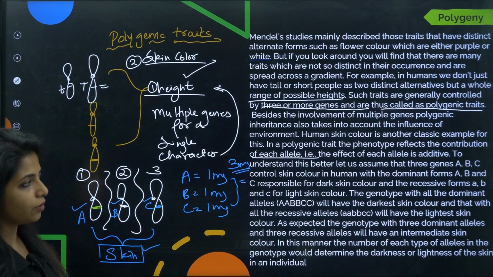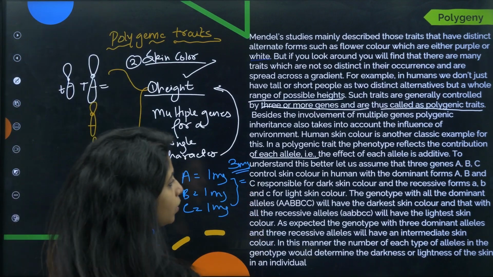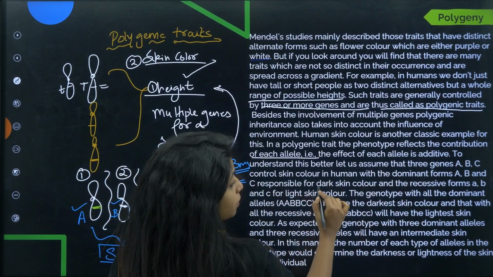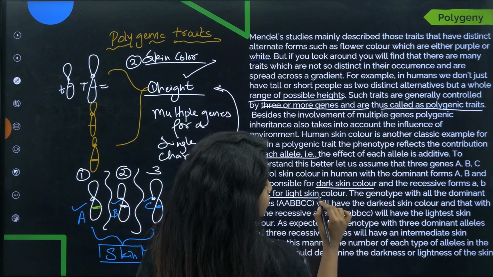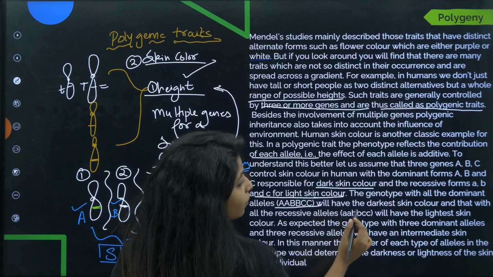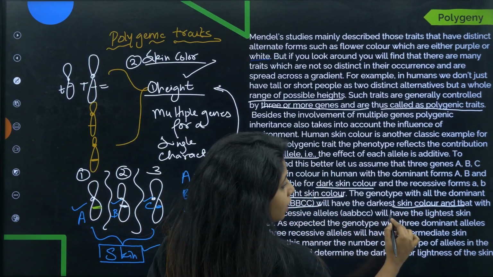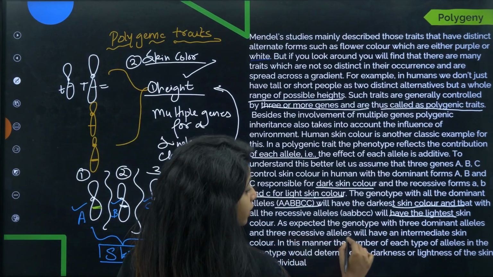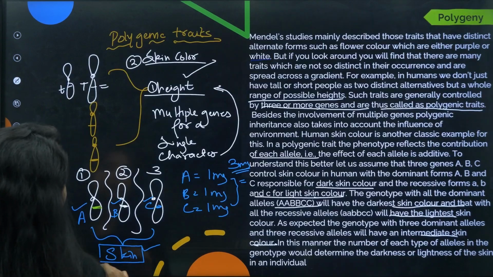that is, the skin color. Over here they have given an example to understand things better: capital A, B and C are responsible for dark skin color, and the recessive forms small a, small b, small c are responsible for light skin color. The genotype with all dominant alleles will have the darkest skin color, and the one with all recessive alleles will have the lightest skin color. As expected, the genotype with 3 dominant alleles and 3 recessive alleles will have an intermediate skin color.